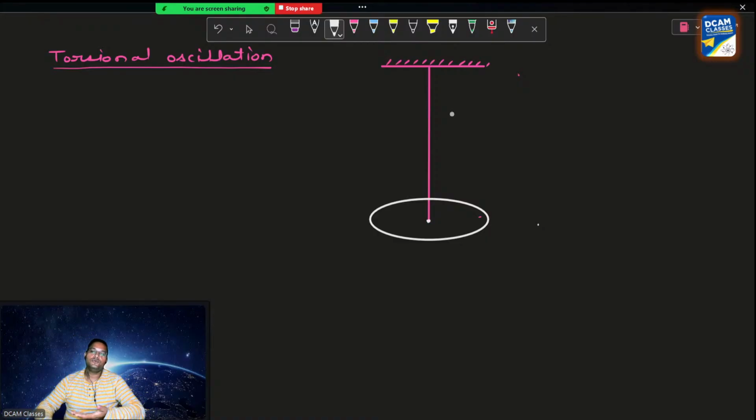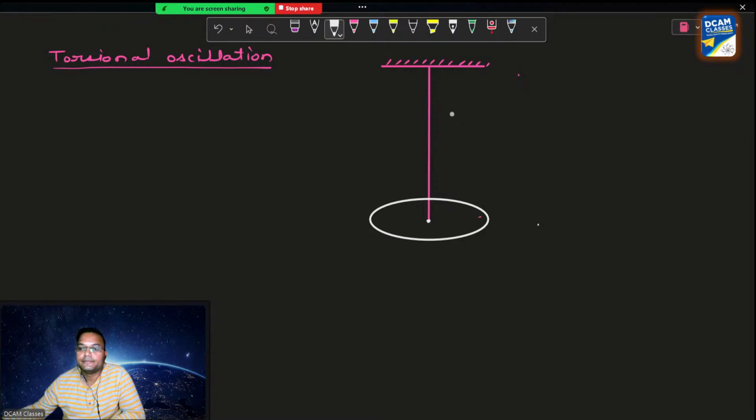This you have to visualize. This is a plate on the palm of my hand, and from it there is a thread. This is the thread which is holding it from the top. It's attached at the middle, holding it like this.